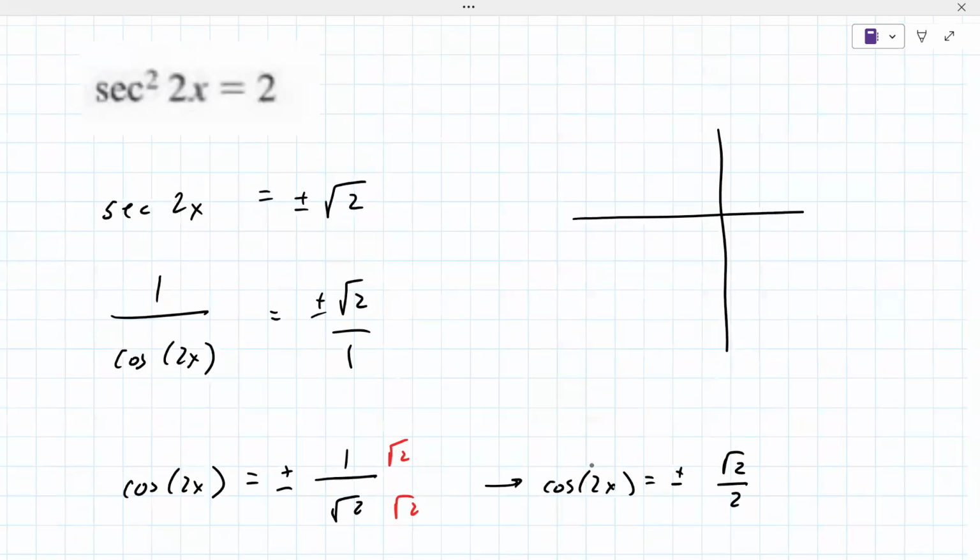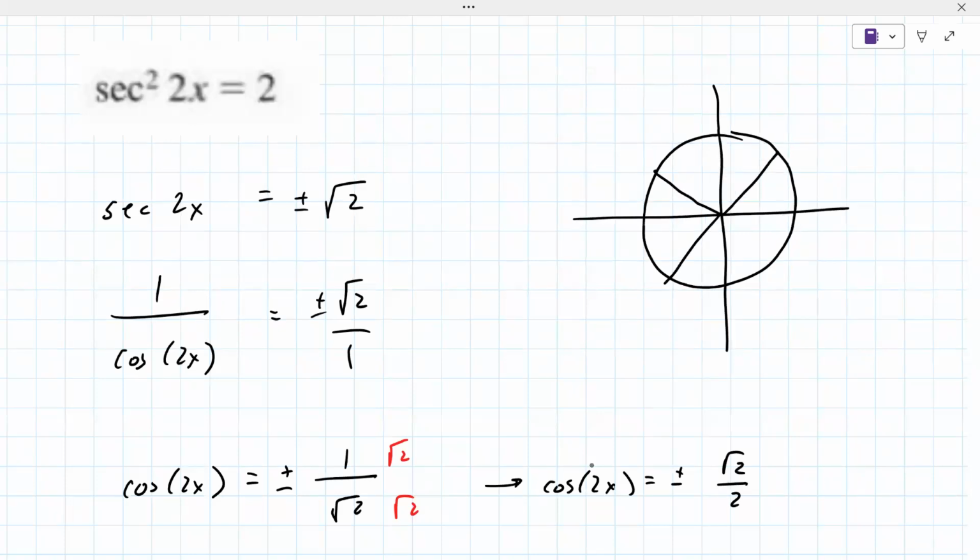And that's a little bit nicer because those are nice places. That's on the 45, the other 45, the other 45, the other 45. Does that make sense? Is that reasonable where those would be? We'll do it in degrees. Oh no, it says radians. We can't do that. Okay, pi over 4, 3 pi over 4, 5 pi over 4, and 7 pi over 4. And the reason it's all of those is because it's plus or minus.